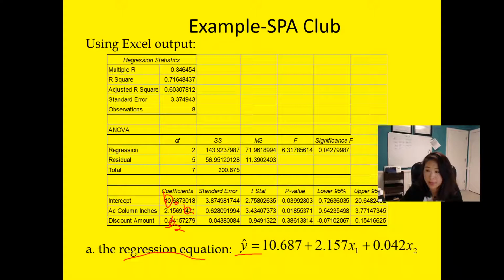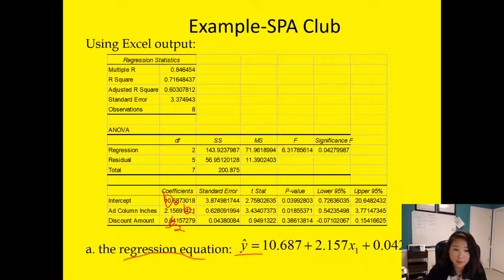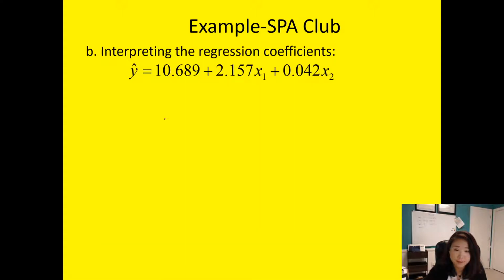So that's why you have 10.687 as your b0, plus 2.157, that's your b1, and then plus 0.042, that is your b2, right? So this is how we obtain the regression outcomes, the regression model. And you can write it down.